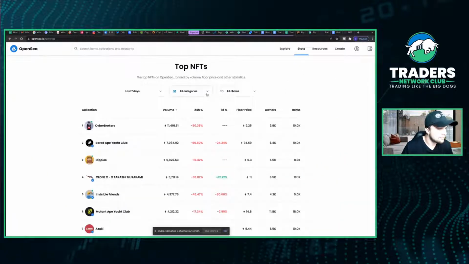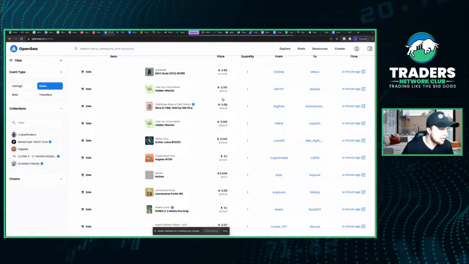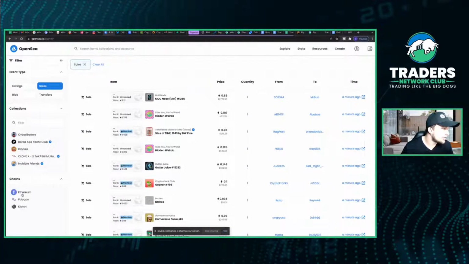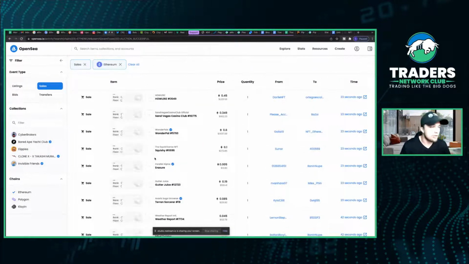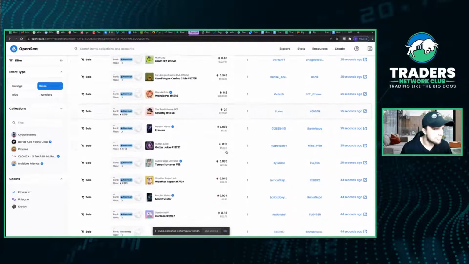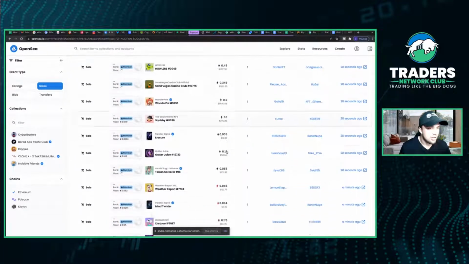So this is the ranking. You go to rankings. Activity just shows you the activity, and you can look at both. You can go to activity, and obviously you want to change it to Ethereum if you are looking for projects on the Ethereum blockchain.